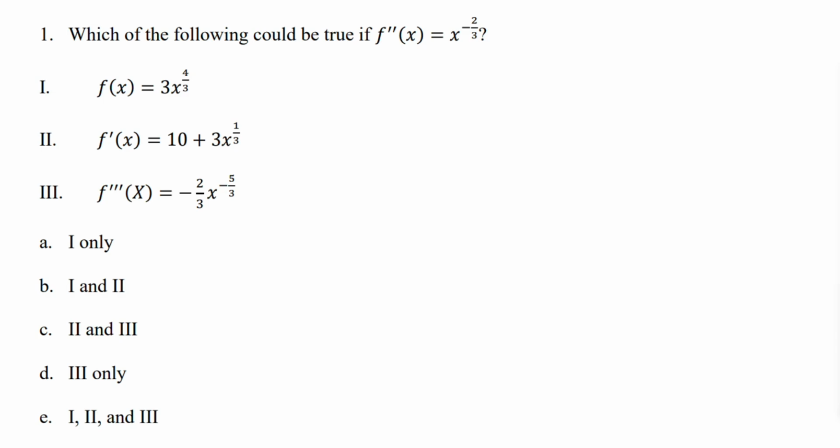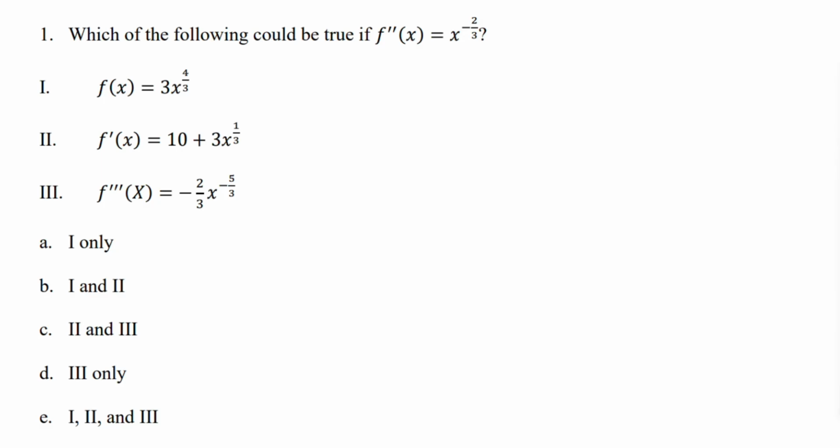All right, so this is going to be our walkthrough for the multiple choice derivatives homework assignment. And these are all old AP multiple choice questions or AP style multiple choice questions. And we're starting off with one that says, which of the following could be true if our second derivative is x to the negative 2/3?